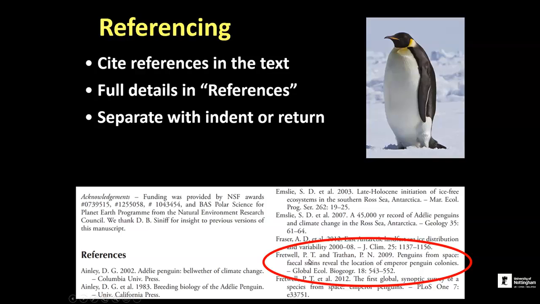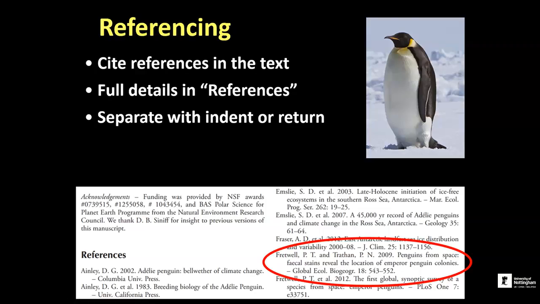Here's that paper, Fretwell and Trathon. We get full bibliographic details about it. We get the authors, the year in which it was published, the title of the paper, in this case Penguins from Space, Fecal Stains Reveal the Location of Emperor Penguin Colonies, and then the name of the journal, in this case Global Ecology and Biogeography, the volume number and the page numbers. And this is a very standard format that you'll see in almost all journals.